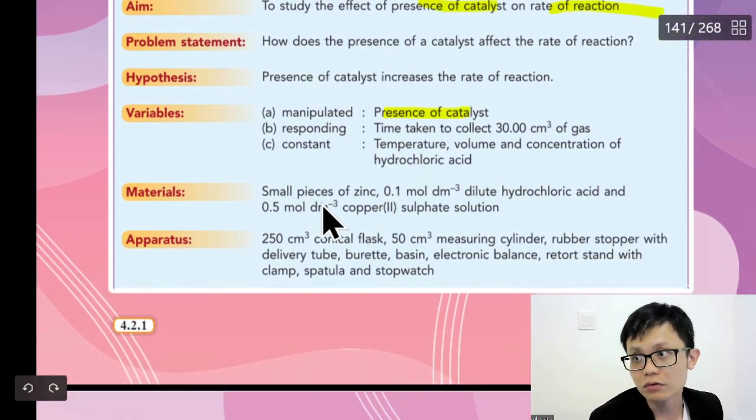What they want to do is hydrochloric acid and sulfur.